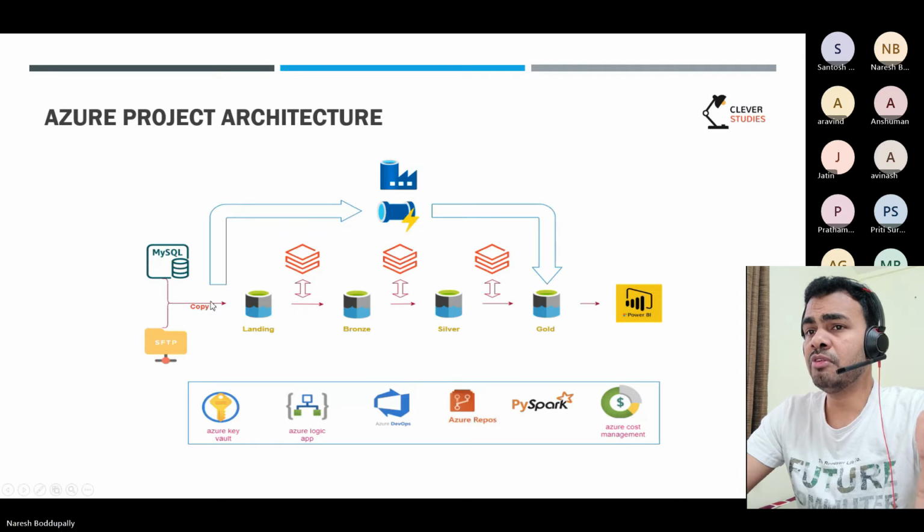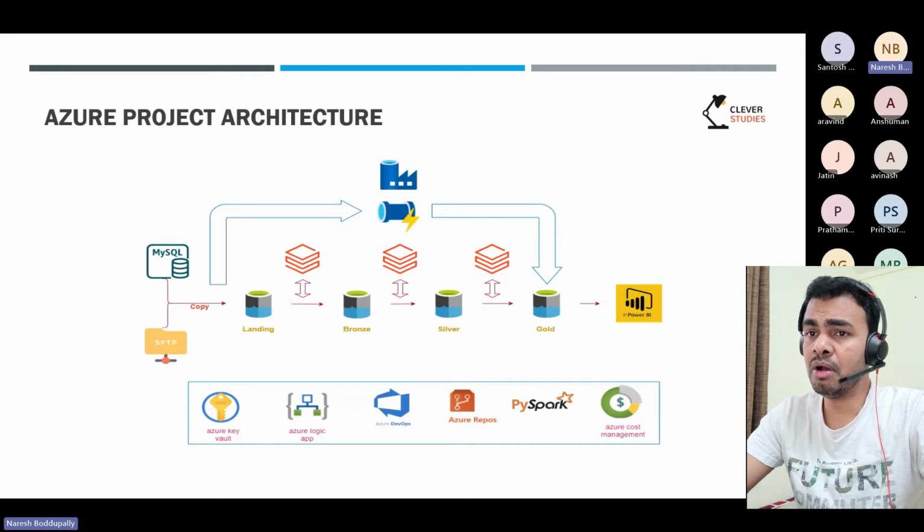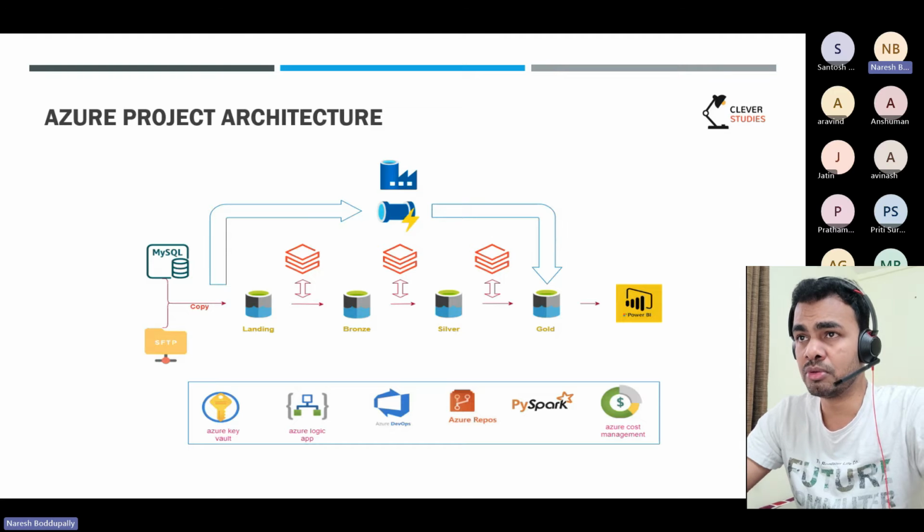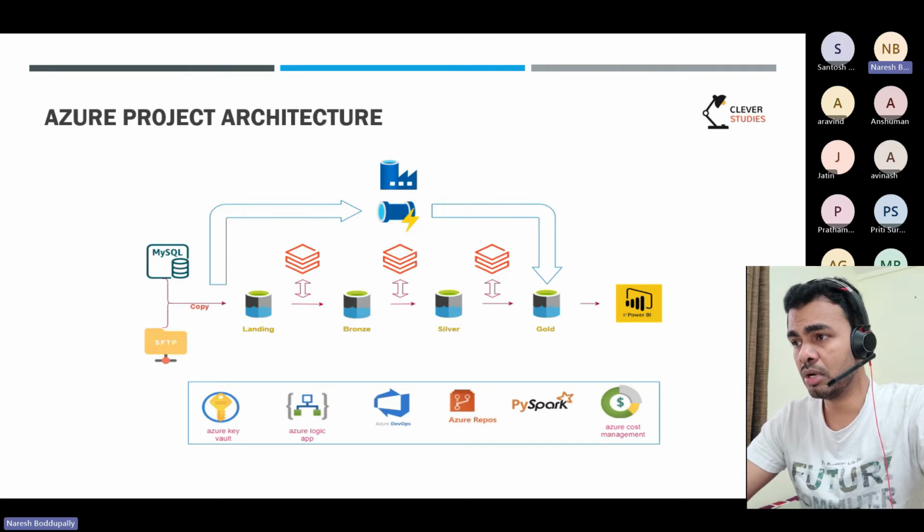We'll take the data from MySQL and SFTP in separate ADF pipelines and push the data into the landing zone. Before that, we'll create 4 containers in ADLS.